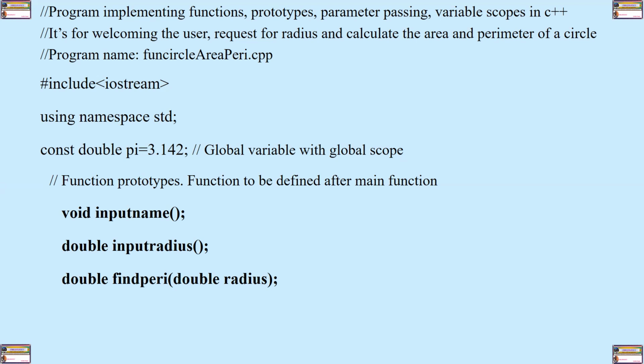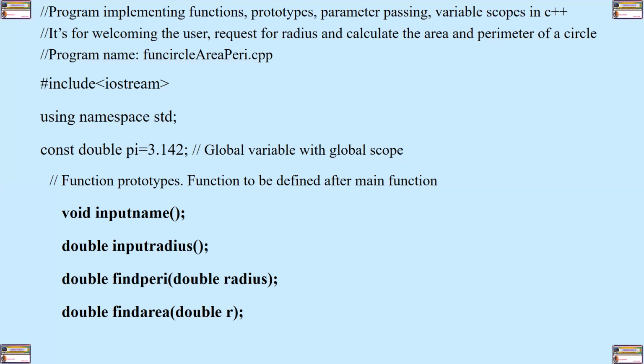So this function is called find peri. It is receiving a value. So it has one parameter called radius, and it's expected to send back to the caller the results, which will be of type double. And then we have another function called find area. This one is receiving one value, which is of type double. It's supposed to return a value to the caller of type double.